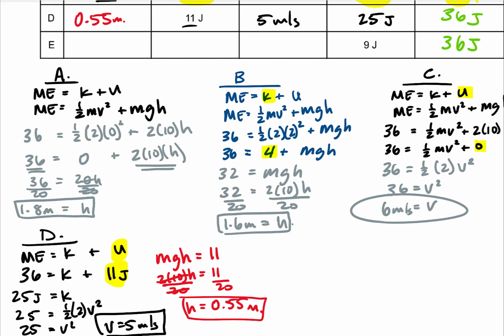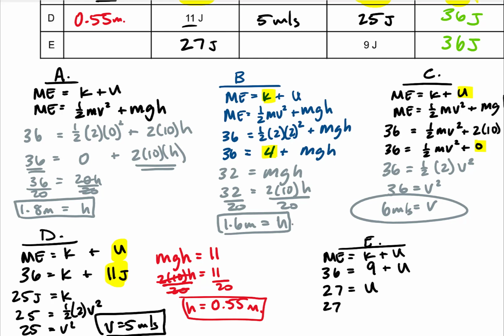And then point E, our last point, it's kind of the same deal. Mechanical energy is kinetic energy plus potential energy. Here they tell me that the kinetic energy is 9 joules plus the potential energy. So subtract 9 from both sides. So 27 is equal to the potential energy. So now I know my potential energy is 27 joules.